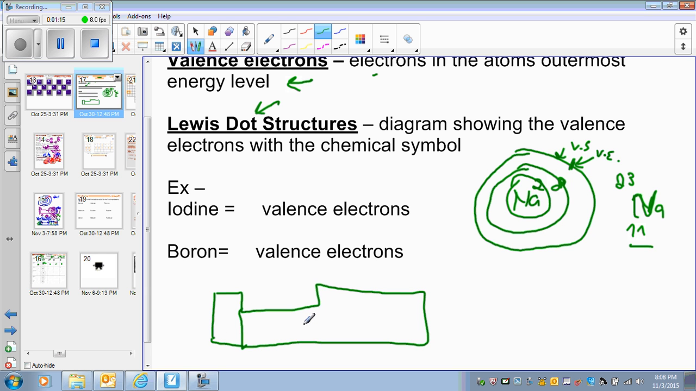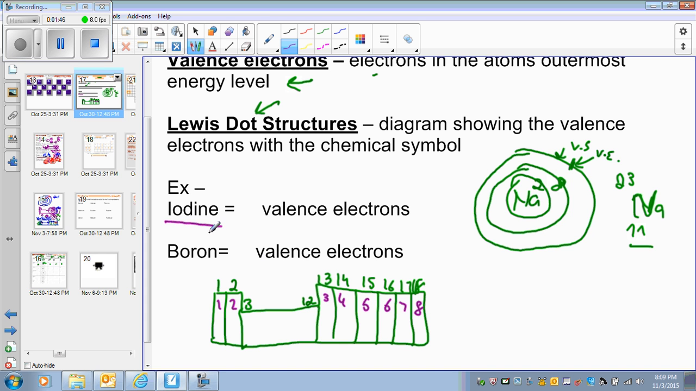For main group elements, which are these metals and these metalloids and non-metals, it's very easy to calculate the valence electrons. Okay, we have groups 13, 14, 15, 16, 17 and 18. So how many valence electrons does each group have? It depends on the group number. So you have 1, 2, 3, 4, 5, 6, 7 and 8.